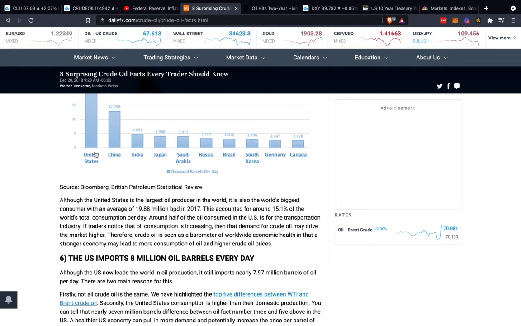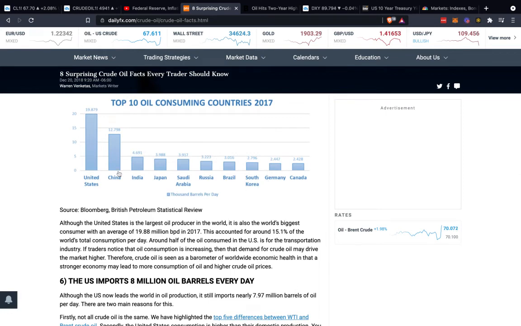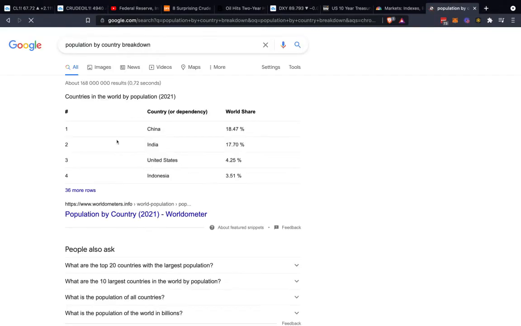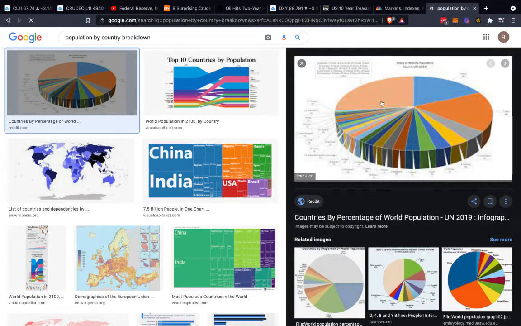So that's pretty insane. When you look at the top consuming countries, the United States has a ridiculous amount of it. So United States, China, India, Japan, Saudi Arabia, Russia, Brazil, South Korea, Germany, Canada. And the interesting thing there is you go, okay, let's contrast that with, let's just search, I'll just pull this up. Population by country breakdown. Okay, so this should give us some sort of a distribution. Yep, here we go. Okay, I like to look at charts like this.